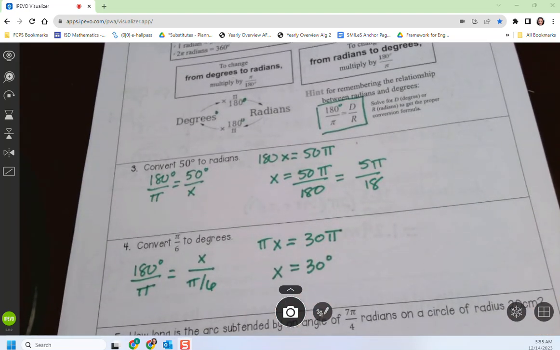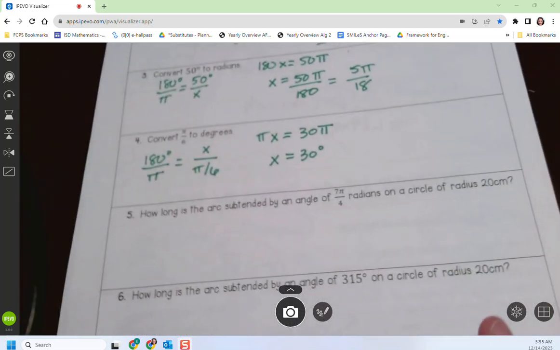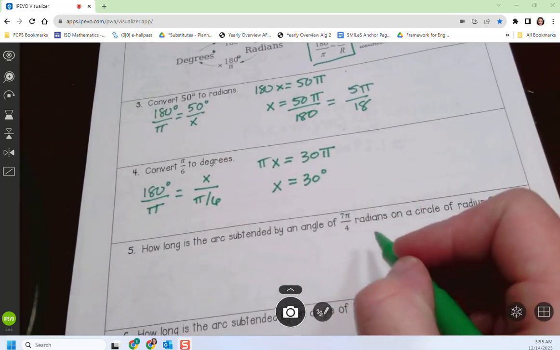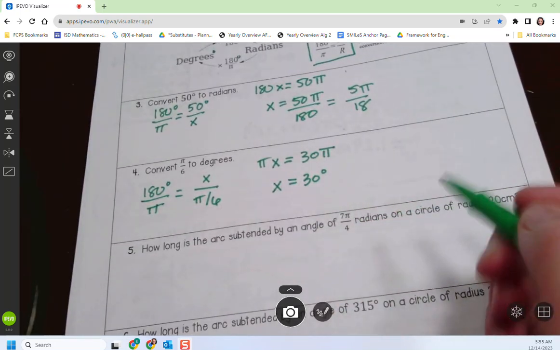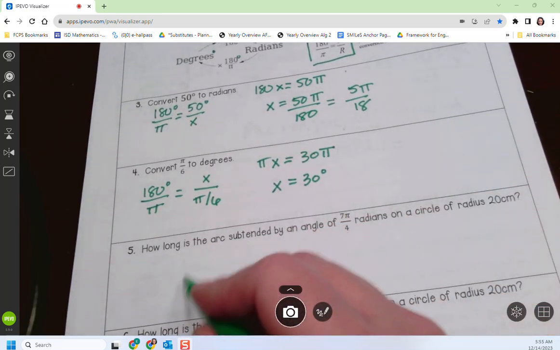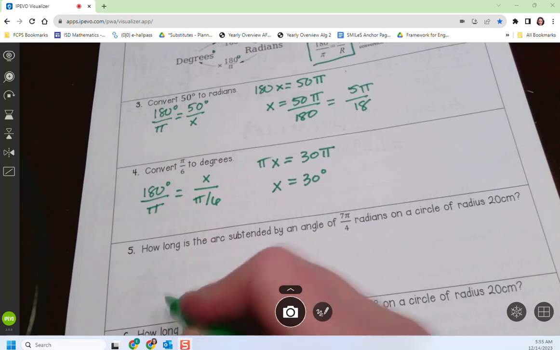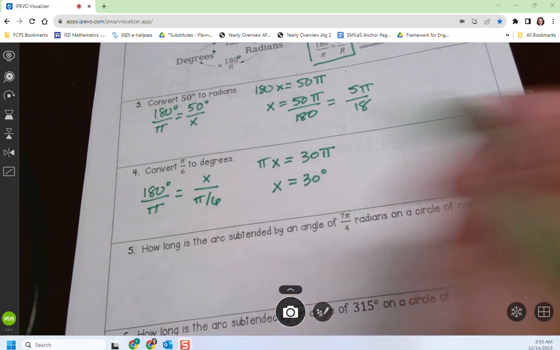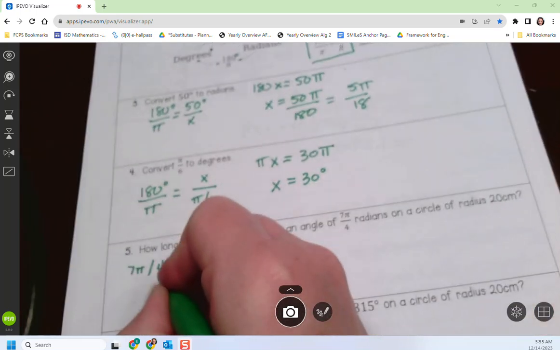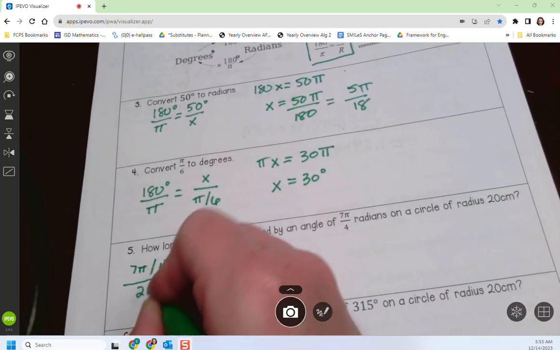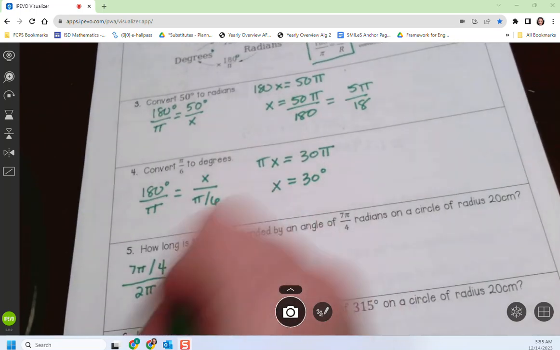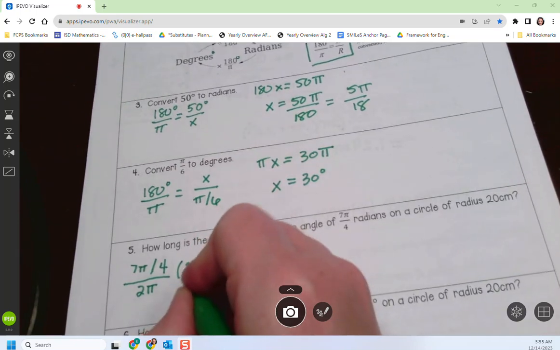All right, we're going to do an arc length problem with a radian measurement. So the fraction was over 360 degrees when it was degrees. In a full circle, you have 2 pi radians. Remember, a half circle was pi radians, so a full circle is 2 pi radians. So your fraction is going to be 7 pi over 4 over 2 pi radians. And then you're going to multiply that by your circumference formula, which is 2 pi r.